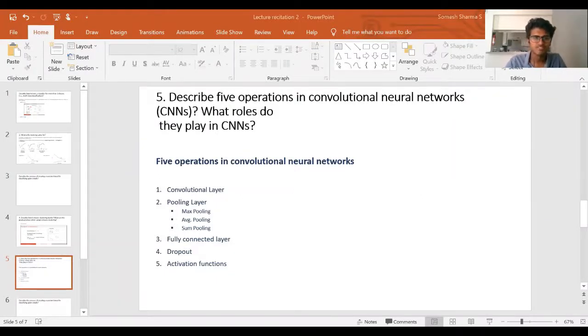So the question is, describe 5 operations in a convolutional neural network and what roles they play in a CNN. We would like to start from the convolution layer, which is the first. This is the first layer, used to extract various features from the input images. In this layer, we perform convolution between the input images and a filter of a particular size, say m cross m or n cross n.